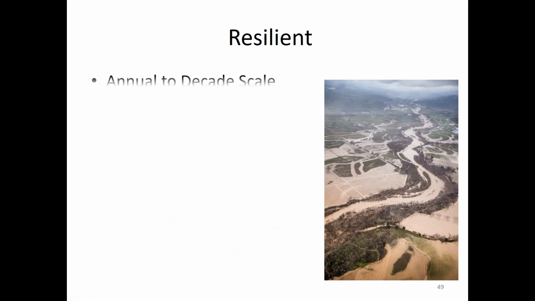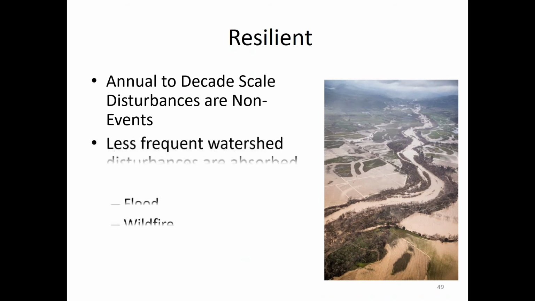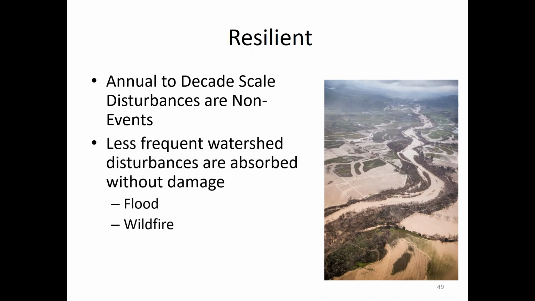And they're resilient. So annual to decade scale disturbances are really non-events in stage 0, and less frequent watershed disturbances are absorbed without damage, including flood and fire. And you'll see an example from Kate coming up after lunch on that resilience. And it's largely because there's a large accommodation space. All the processes are not concentrated in a channel. They're spread out across the whole valley.